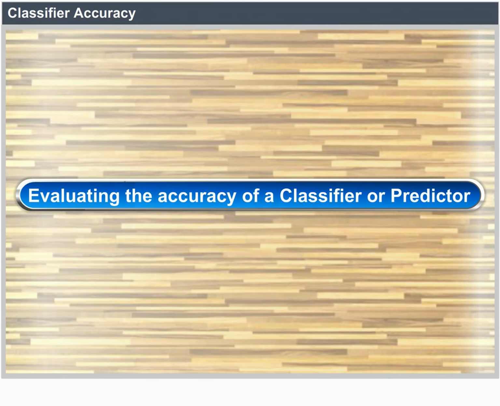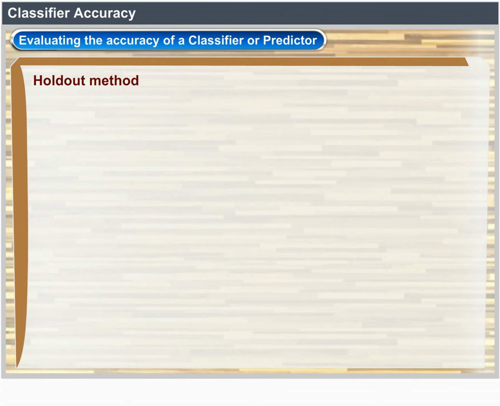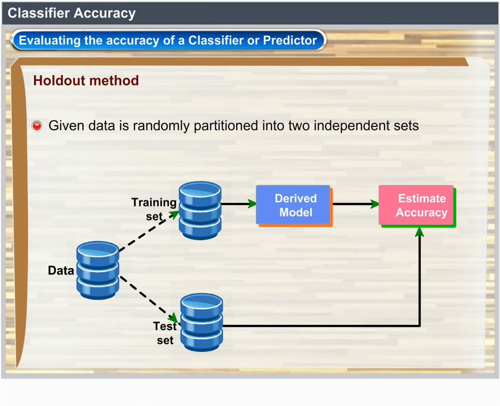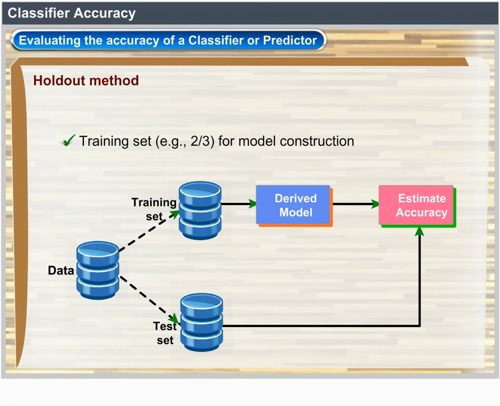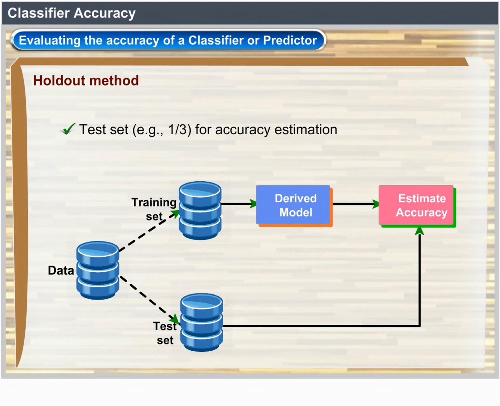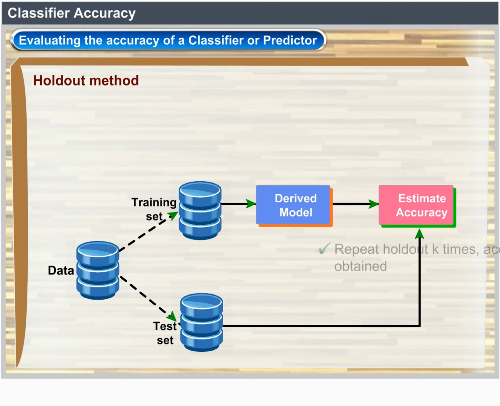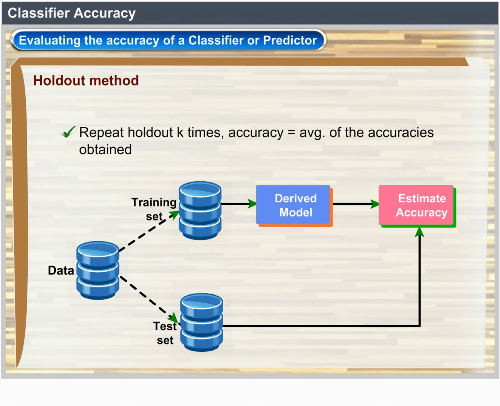Evaluating the accuracy of a classifier or predictor. Hold-out method: given data is randomly partitioned into two independent sets. Training set, typically two-thirds, for model construction. Test set, typically one-third, for accuracy estimation. Random sampling, a variation of holdout: repeat holdout k times, accuracy equals the average of the accuracies obtained.